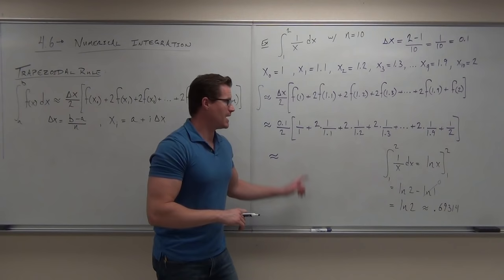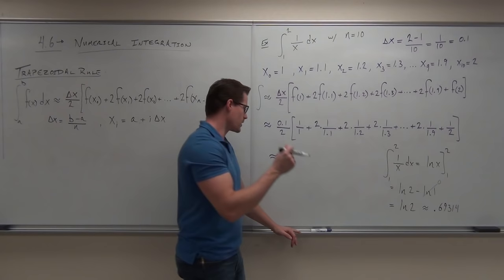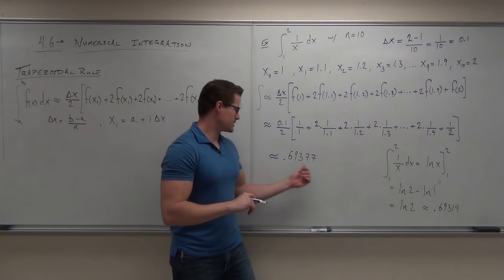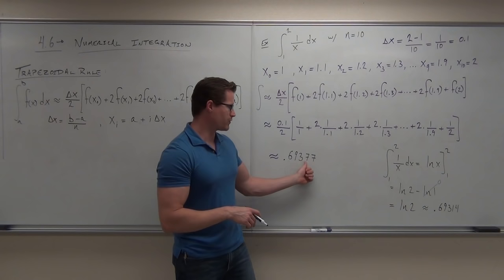Have you got this one? Yeah. What'd you get? 0.69377. Yeah, okay. Is it exactly the same? No, but it's close. Is it close? Tenths, hundredths, it's the same to the thousandths. It's off by a little over 6/10,000ths.